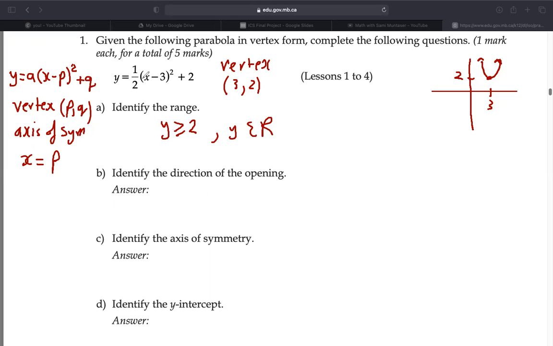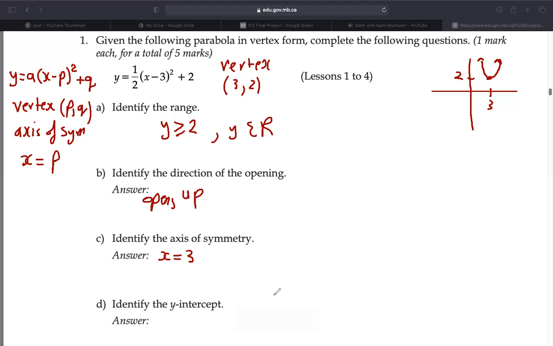Okay. Identify the direction of opening. As I said, if A is positive, this opens up. If it's negative, then it'll be opening down. The axis of symmetry, as I said, is X equals P, which is that part from the vertex. So X equals 3 right there.